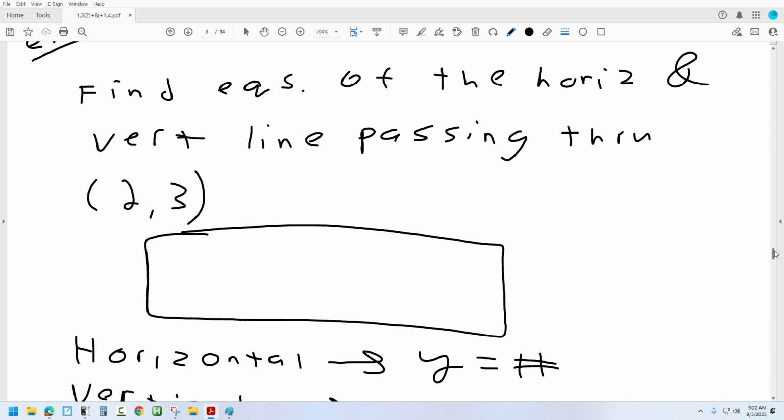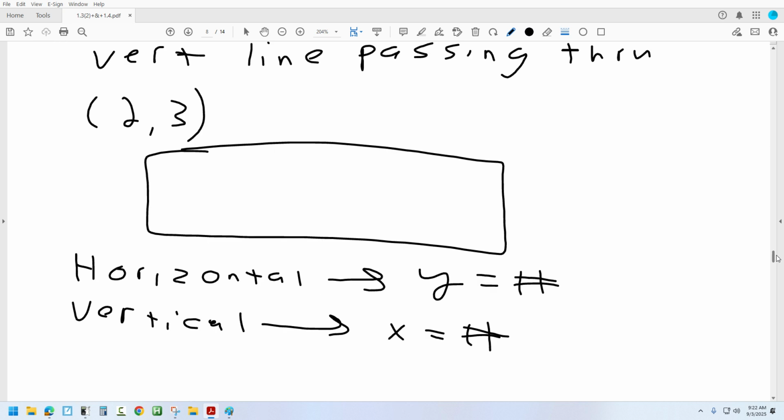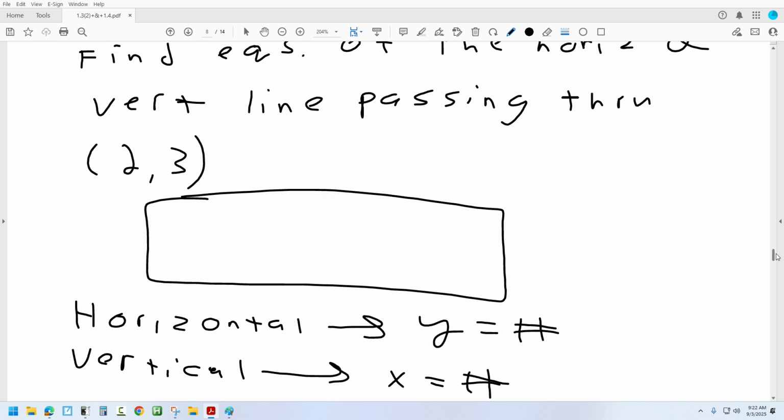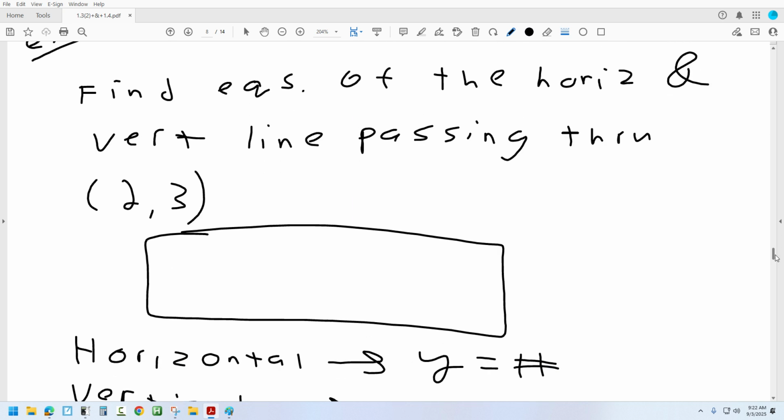All right, so let's see if we can find the equation of the vertical line and the horizontal line that passes through the point 2, 3. Let's start with the horizontal. What's the equation of the horizontal line that would go right through the coordinate 2, 3?